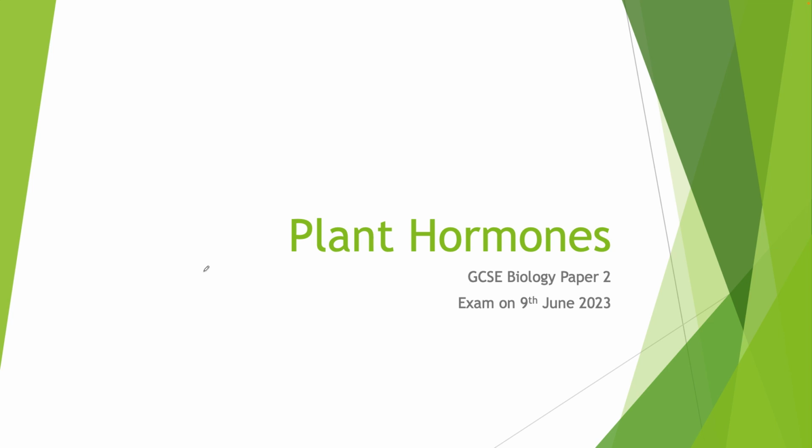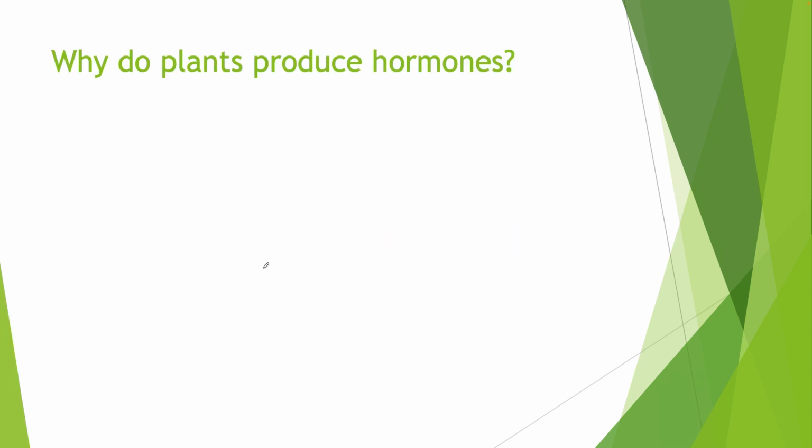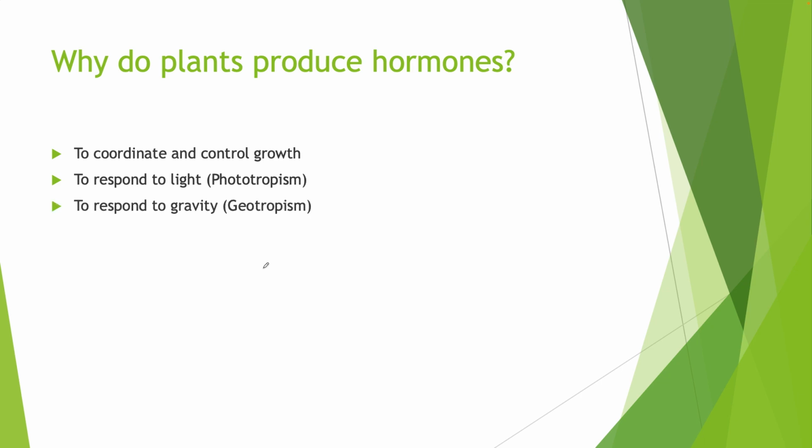So let's start off with why plants need to produce hormones. There are three main reasons why plants need to produce hormones. The first is to coordinate and control growth. The second is to respond to light, and we regard that as phototropism. And the third reason is to respond to gravity, which is known as geotropism or gravitropism.